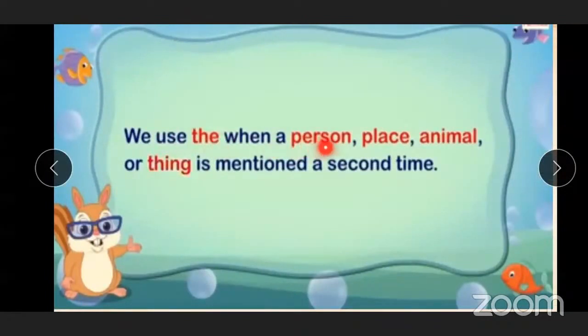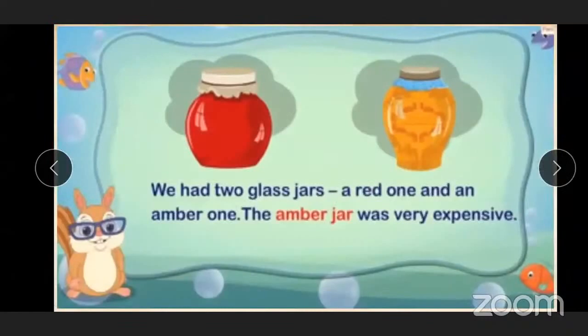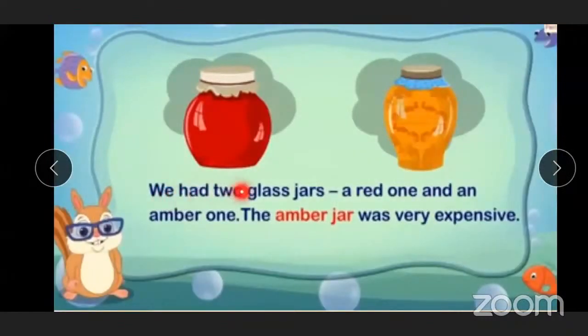We use "the" when the person, place, animal or thing is mentioned a second time. You can see here, for example: we had two glass jars, a red one and an amber one. The amber jar was very expensive. Already we had said we have two glass jars, one is red, one is amber. The next time the jar came, the amber jar, we use "the". The amber jar was very expensive.